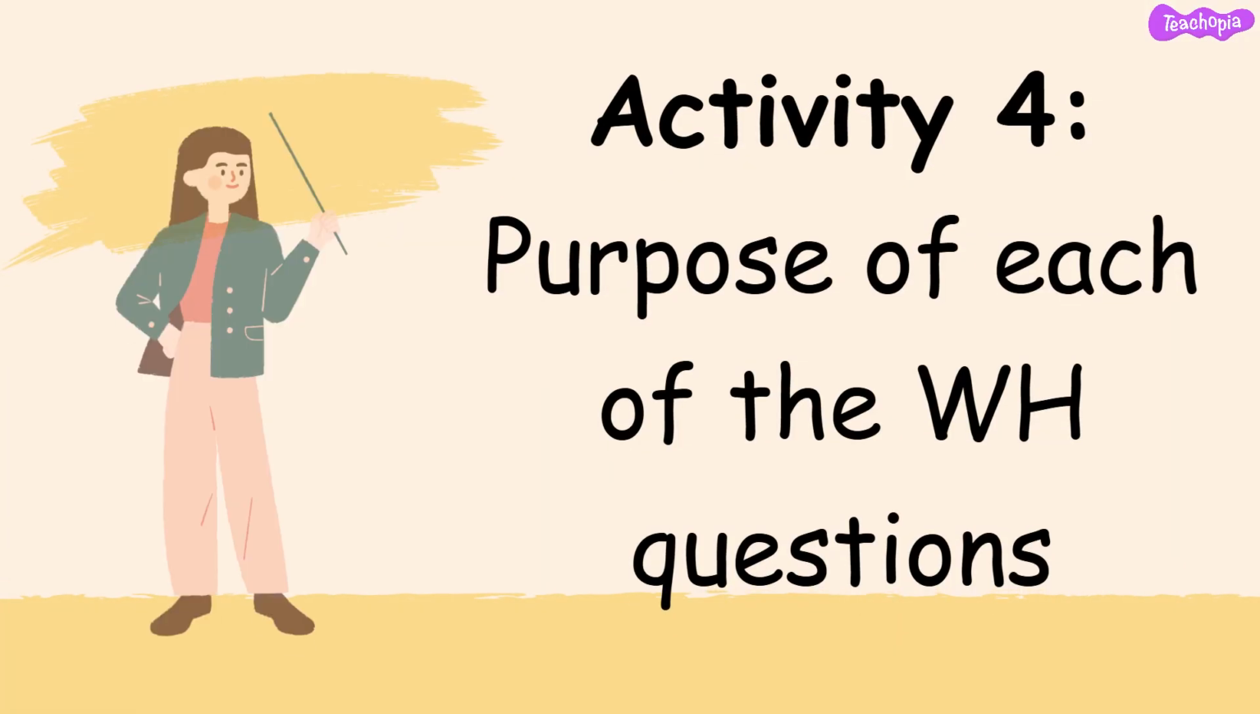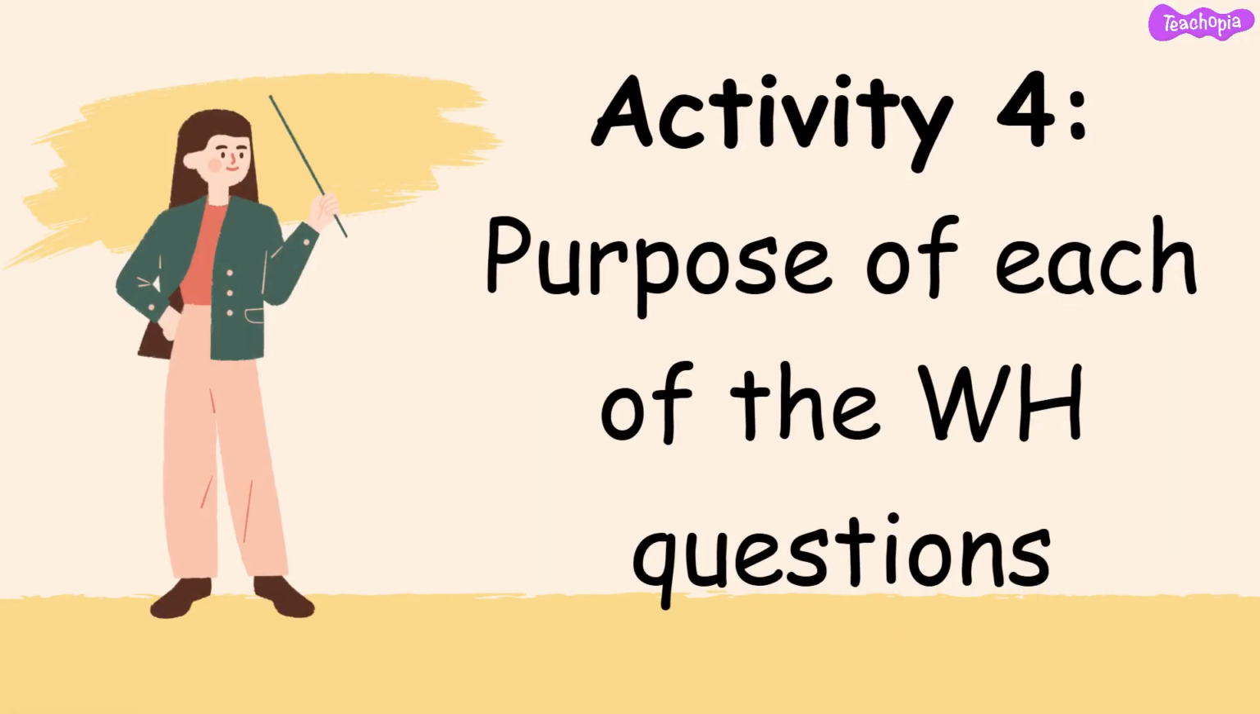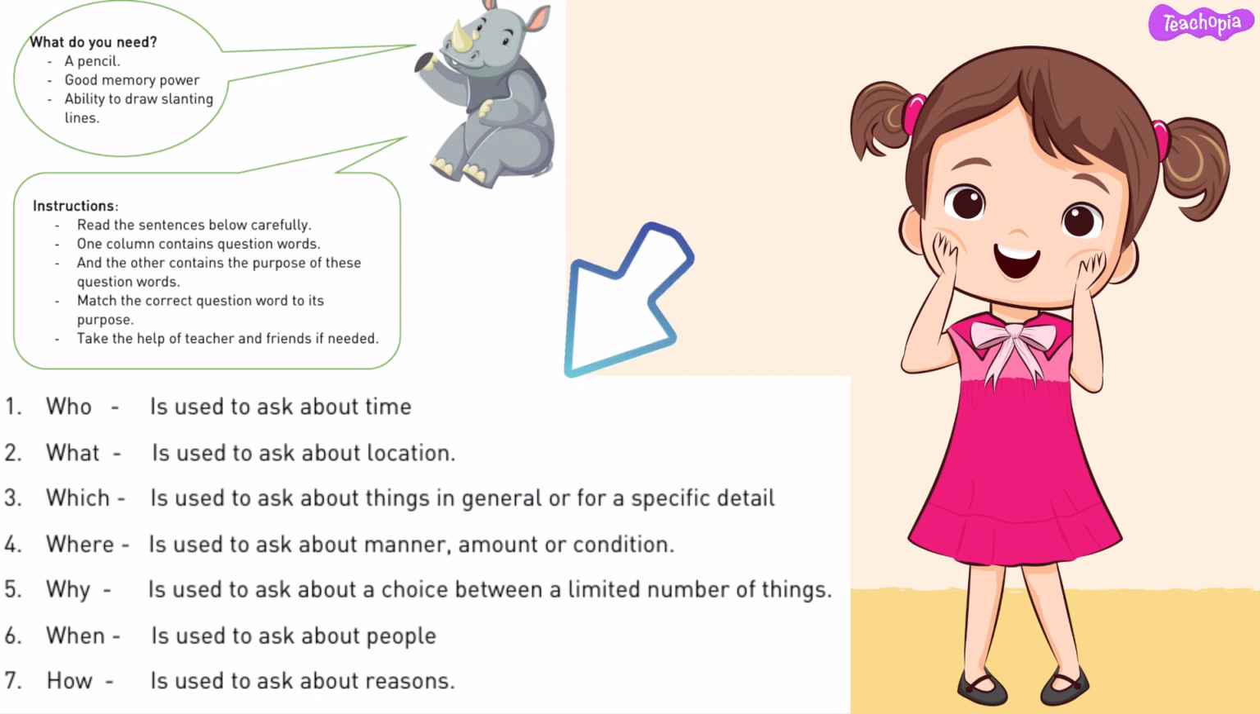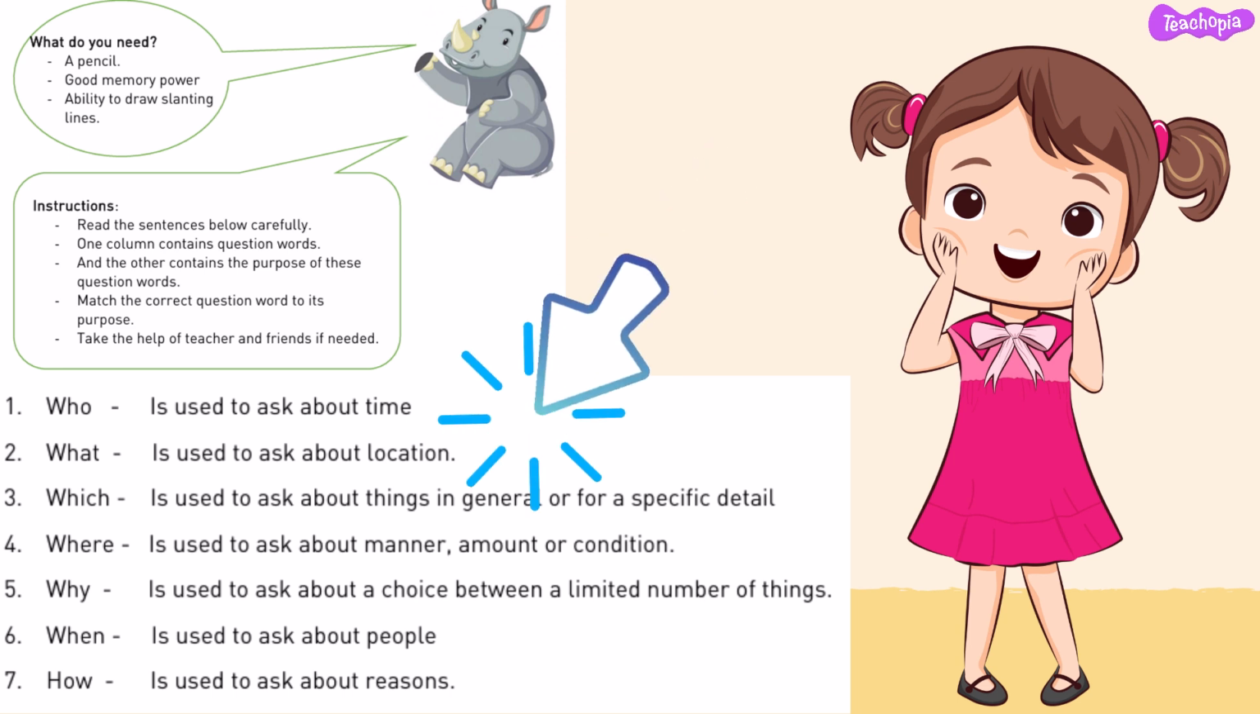Next, we have activity 4, purpose of each of the WH question. Here we are going to see what is the purpose of each of the WH question. You need a pencil, you need good memory, and the ability to draw slanting lines. Okay? So, here you are going to read the sentence below carefully. One column contains question words and the other contains the purpose of each of these question words. Match the correct question word to its purpose.